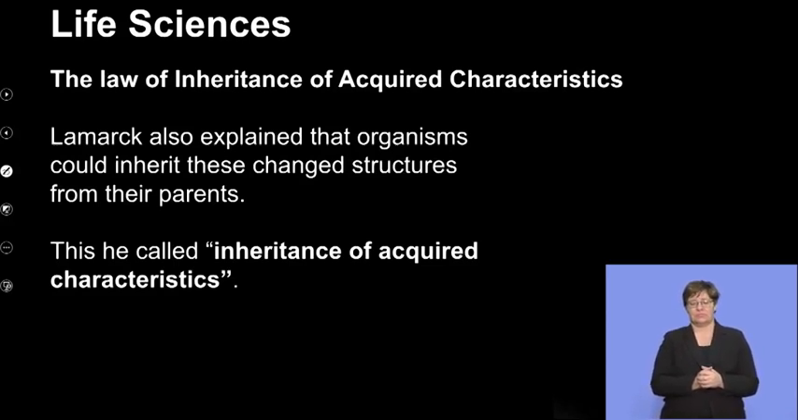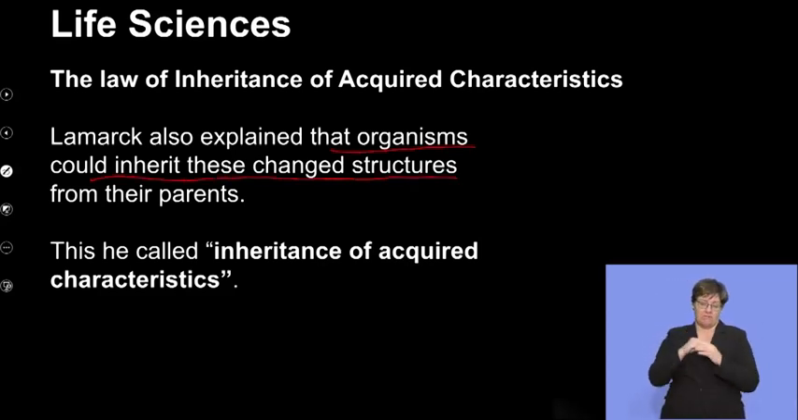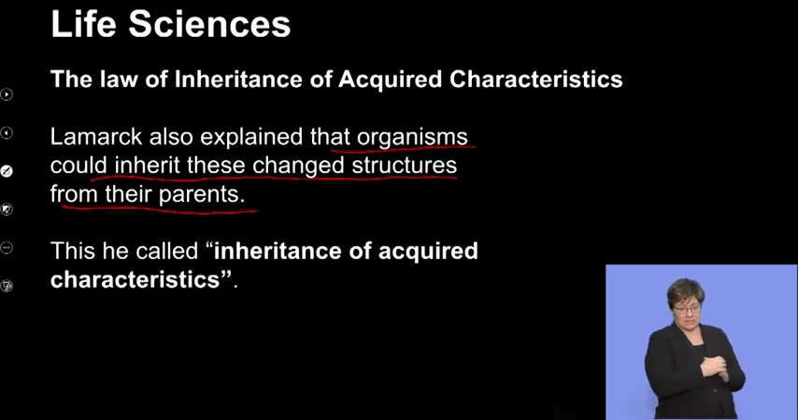All right, now Lamarck's second law, the law of inheritance of acquired characteristics. So he also explained that organisms, as I said earlier, once they had acquired or developed these characteristics, would then pass these on to their offspring. So organisms in the next generation would inherit these changed structures from their parents. And he called that the law of inheritance of acquired characteristics.